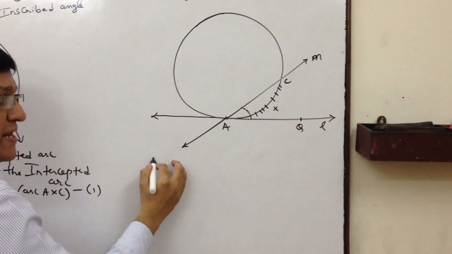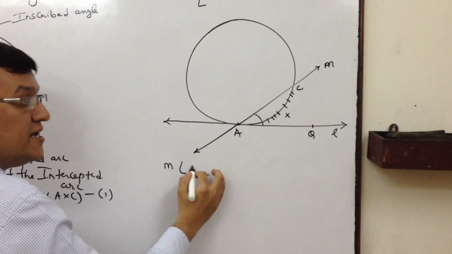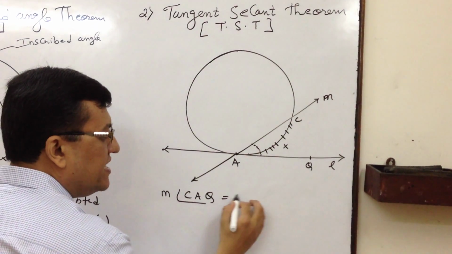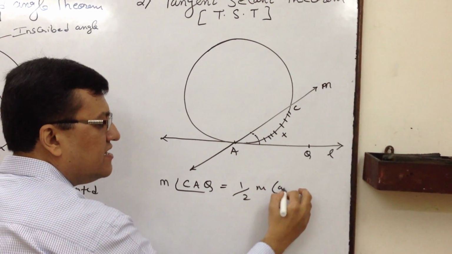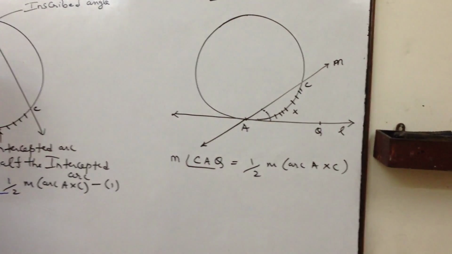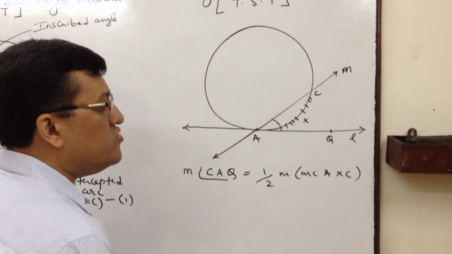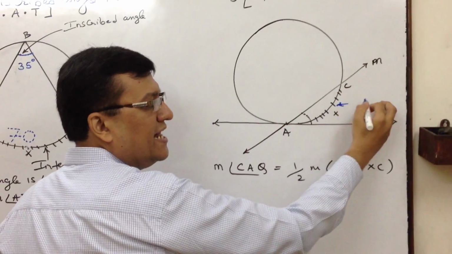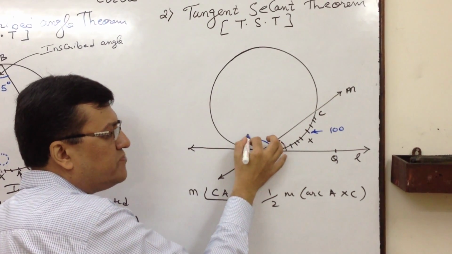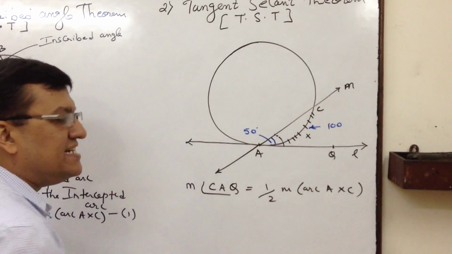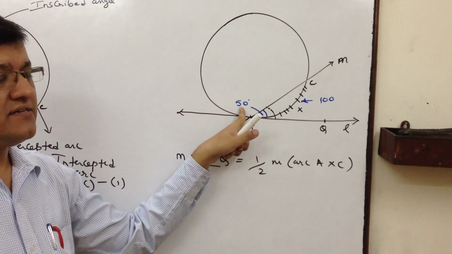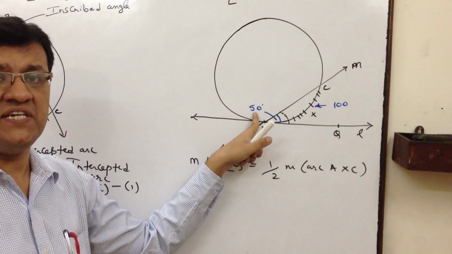So what is the application? The application over here is measure angle CAQ is half measure arc AXC. Again, let's take an illustration. If somebody gives me this value as say 100 degrees, then the angle so formed is going to be 50 degrees, as stated. The angle is half the arc value, which is 100. That's the reason the angle so formed is 50 degrees.